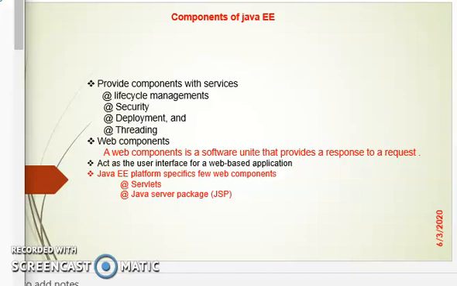Now we will see the various components of the Java EE platform. Let's start with the web component. A web component is a software unit that provides a response to a request, usually acting as the user interface of a web-based application. The Java EE platform specification lists a few web components: Servlet and JavaServer Pages, JSP. Let's have a brief look at Servlet and JSP.